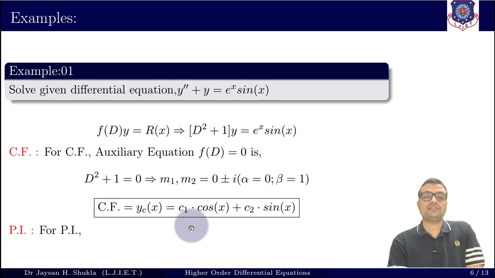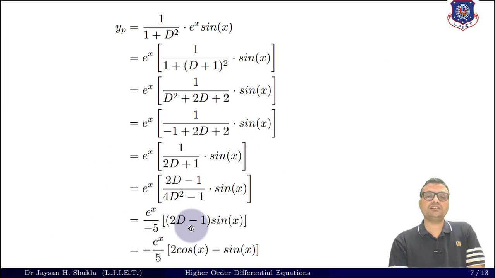And so the answer is c1 cos x plus c2 sin x. Now let us go for the second part of the solution, which is 5b. Now here it is 1 upon 1 plus D square, e raised to x sin x. So I am focusing right now on this right hand side, and I can see clearly it is a combination of an exponential into some other function.